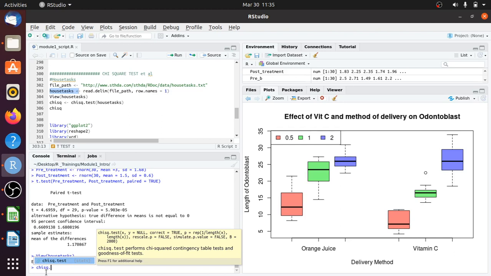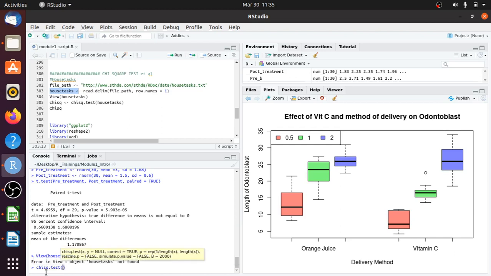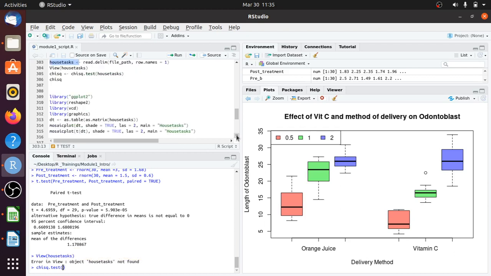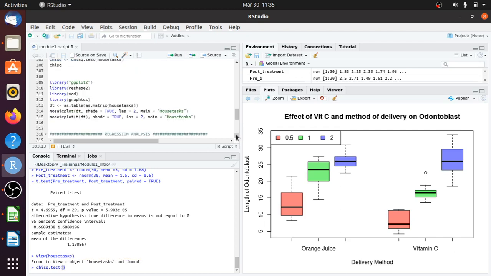To run chi-square, all you need is chisq.test, then your contingency table, which contains the data sets you want to look at the chi-square for. With that you have your chi-square. Once you do it, you declare your chi-square and you can get the results.